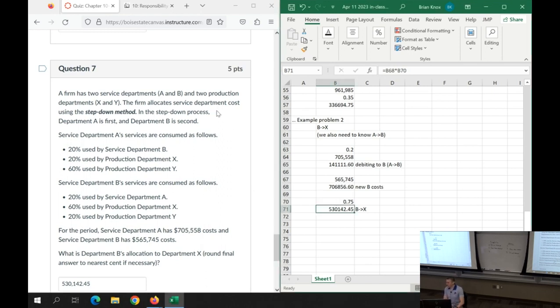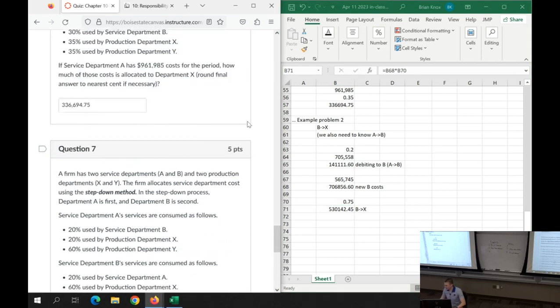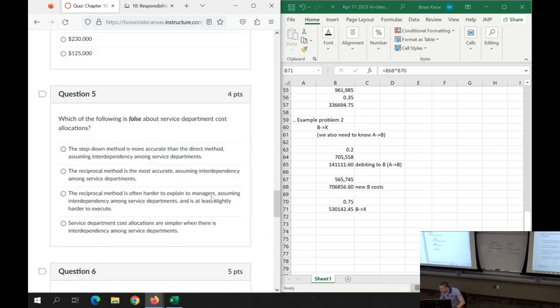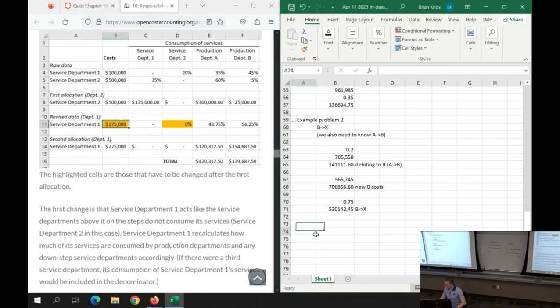Okay, so let's talk about the reciprocal method, because that's all we have to do. This right here almost certainly is a question that doesn't say it in the question stem, but it really is about the reciprocal method. So we'll come back to that in a minute. I want a new sheet for this.